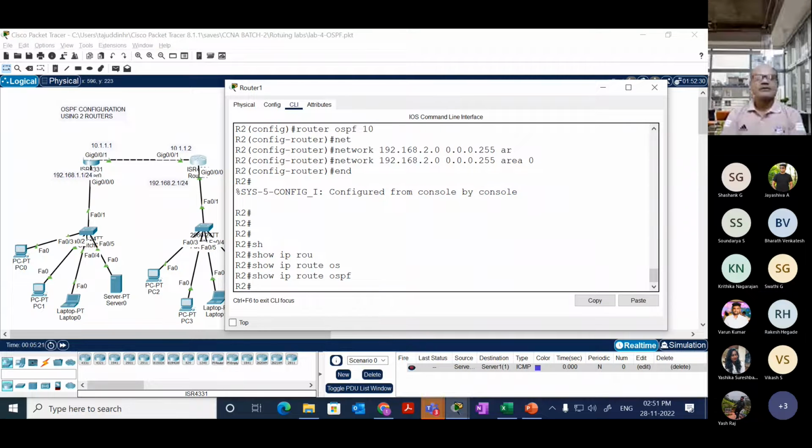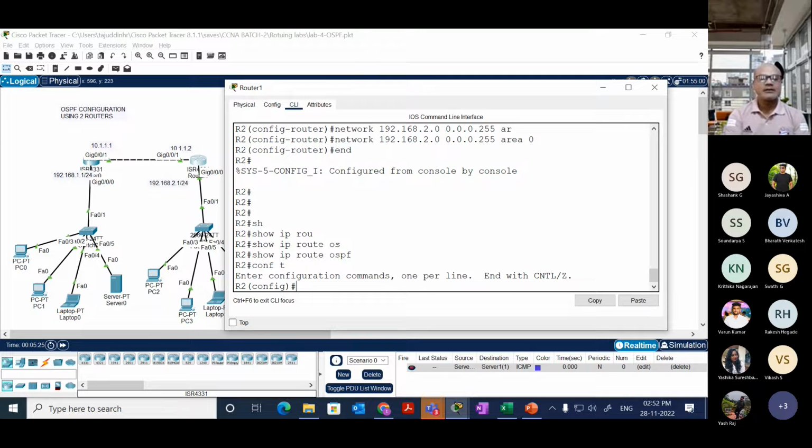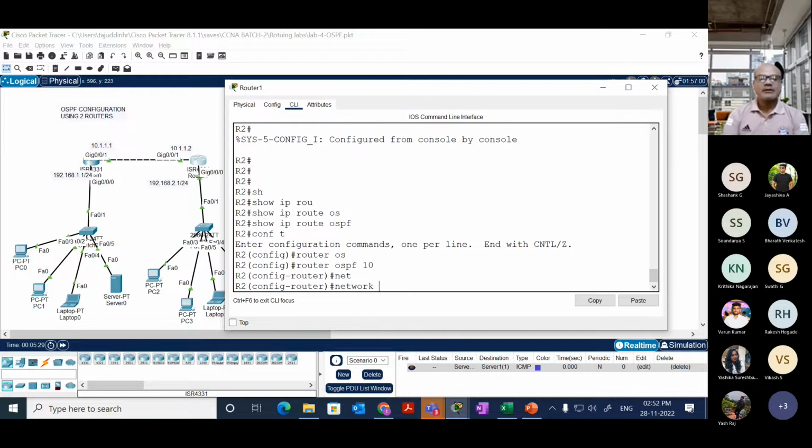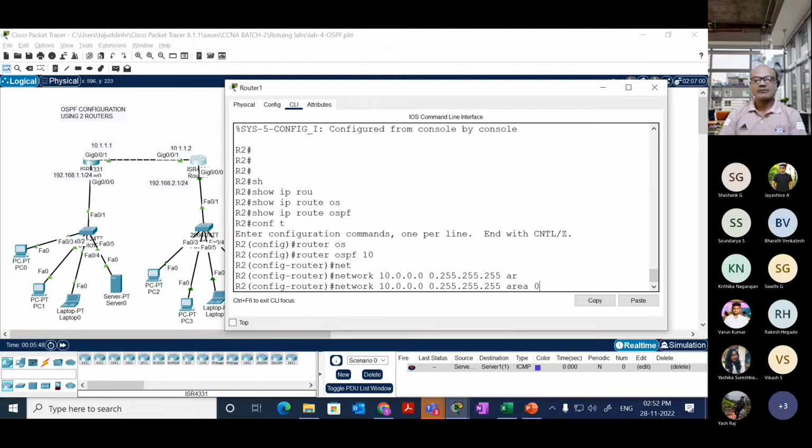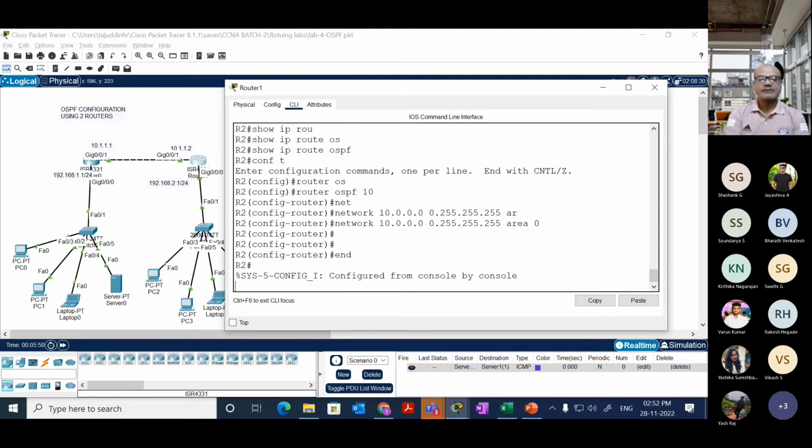Right. So there is another network which is not configured, that is the 10 network, right? Yes. OSPF 10 network 10.0.0.0. So what is my mask here? 0.255.255.255, then area 0. That's it.